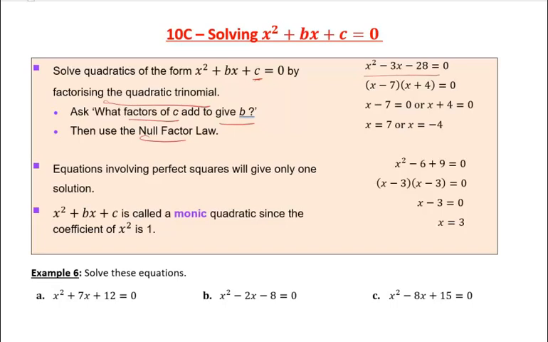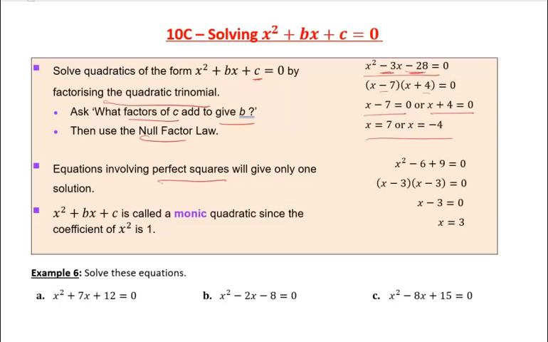All right, so for example here, we need numbers that can add up to -3, in this case -7 and +4, and then multiply to -28, which -7 and +4 do. And then we just take each of those as we've done before and figure out what the solution would be for them to equal 0, and we get it. So we've been down this route before.